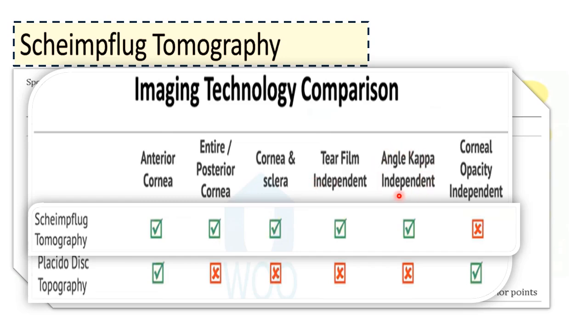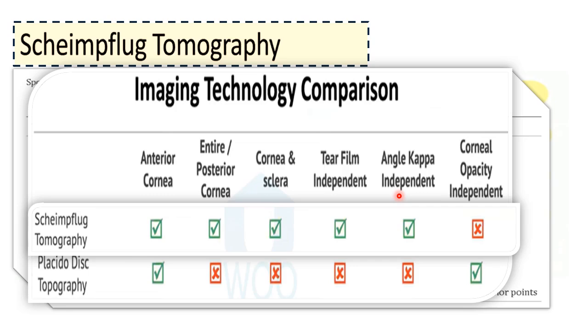As we will see later when we discuss the axial maps, in Placido disc based axial maps, the variation of the angle kappa can lead to changes in the shape and appearance of the cornea, and can lead to a false positive result or interpretation of keratoconus.